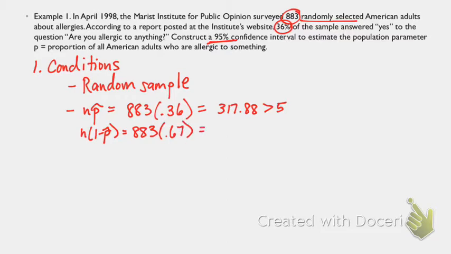And make sure that you're showing all of this work. Wait, what? 1 minus 0.36. Oh, that's why, 0.64 and not 0.67. So I just thought I should double check. Thank you, Ashley. Always looking out for me.